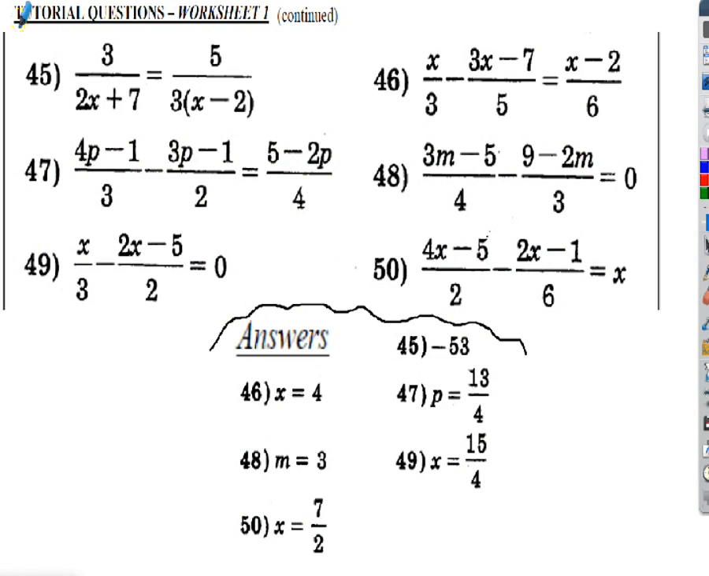And here are the final batch of questions for those that want to attempt these on their own. Question 45 through to 50. The answers are given at the bottom of the slide here. I'd encourage you to stop the presentation and attempt these questions if you feel you can. If not, the worked solutions to some of the questions are shown on the following slides.